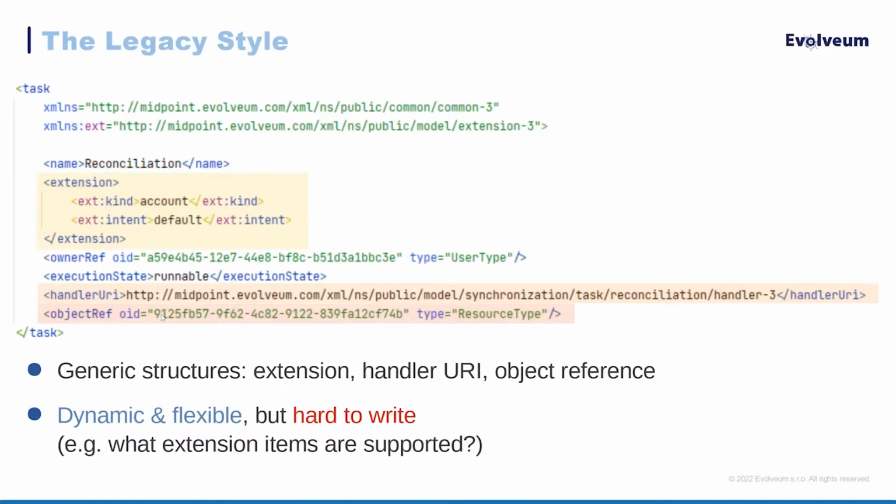But for the engineer, the configuration was definitely hard to write. For years, I have struggled with finding out the correct handler URIs or making sure that I use the appropriate extension items in my task definition. In version 4.1, the UI support got much better with the use of archetypes, but this didn't help those of us that write task XML directly in an editor.